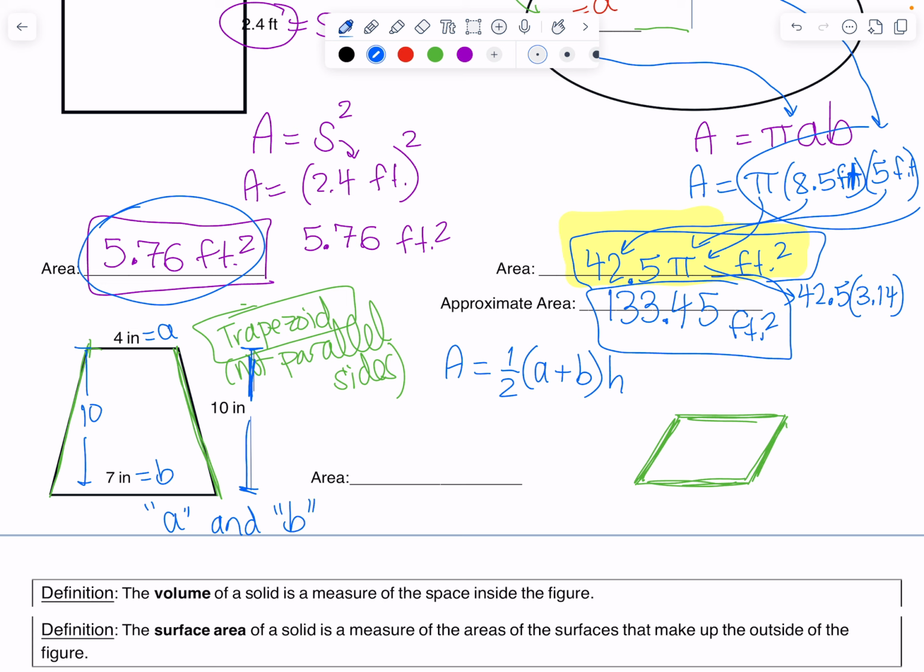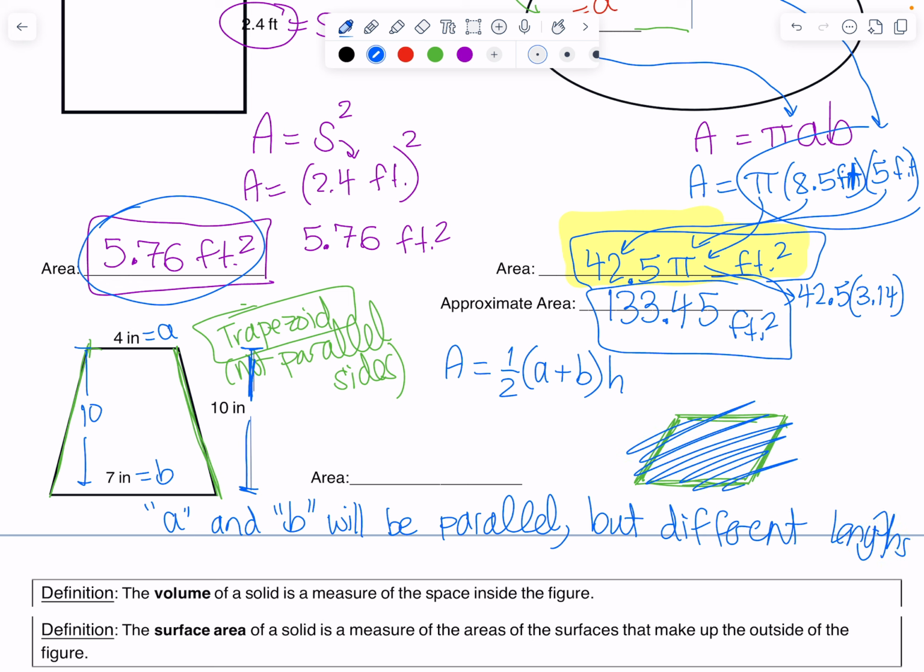But even though they're parallel, it's not a parallelogram. They're different lengths. Sorry, my handwriting is bad. I swear, in real life, with not a computer, it's pretty good, but not on the computer. Anyway, I'm going to maybe color code it. I'm going to put 4 in for A, okay. And then 7 I said was B, so that's going to go here. And then my height is 10, that's going to go here.